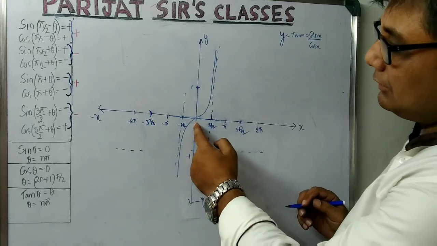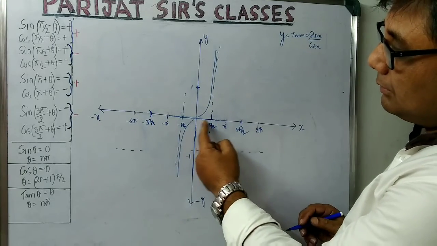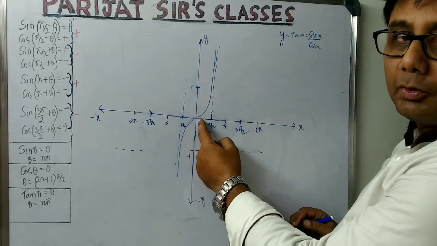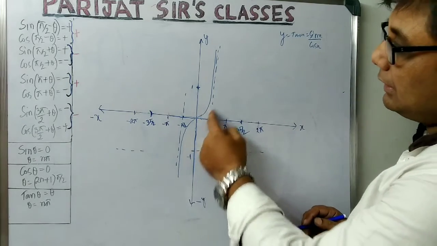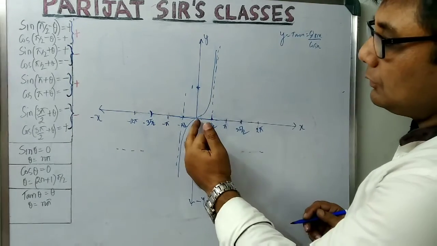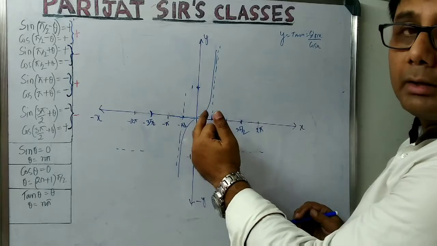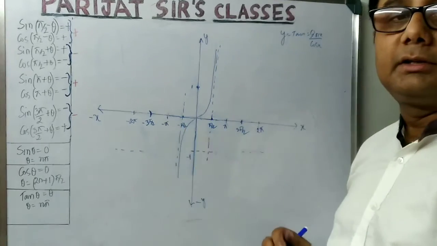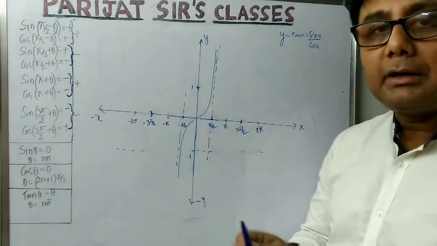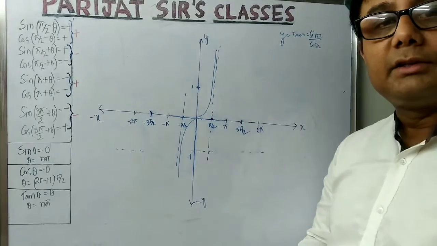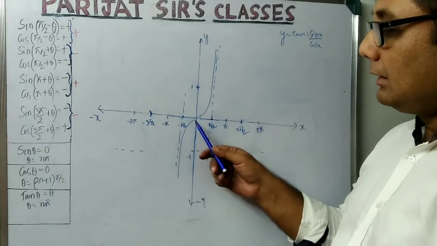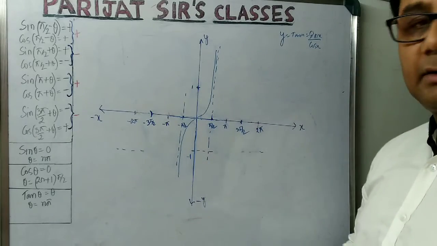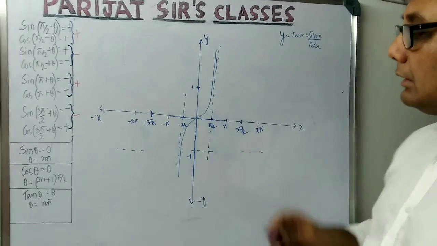It is π/2 minus θ. Sine is positive, cos is positive, so the result is positive. This is minus π/2 minus θ. Minus π/2 minus θ will make the function negative, so it is tending to negative infinity.